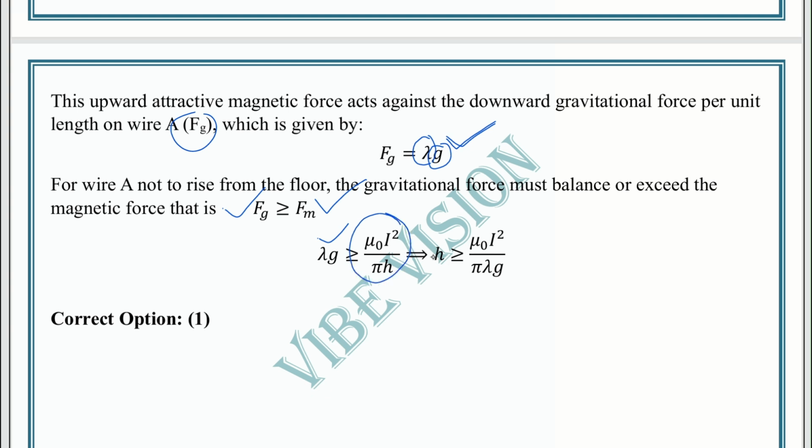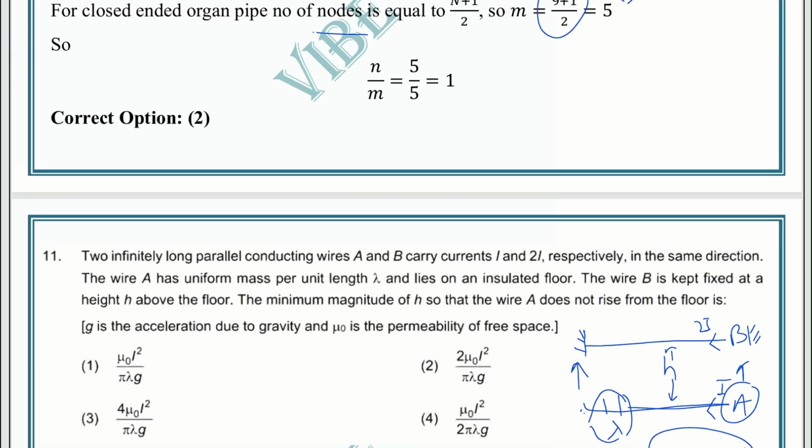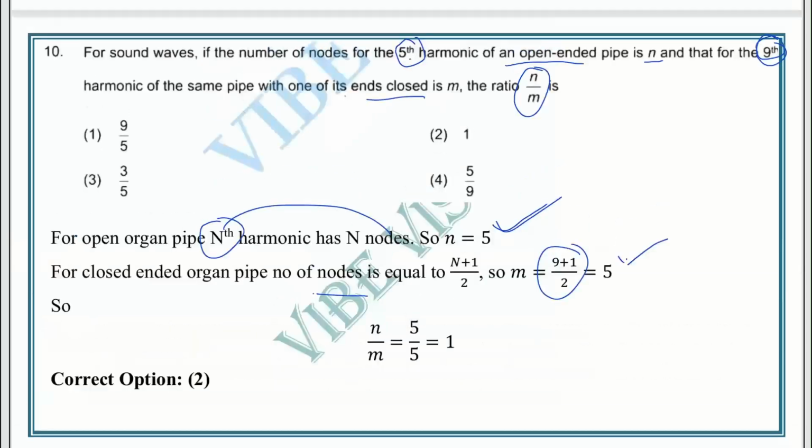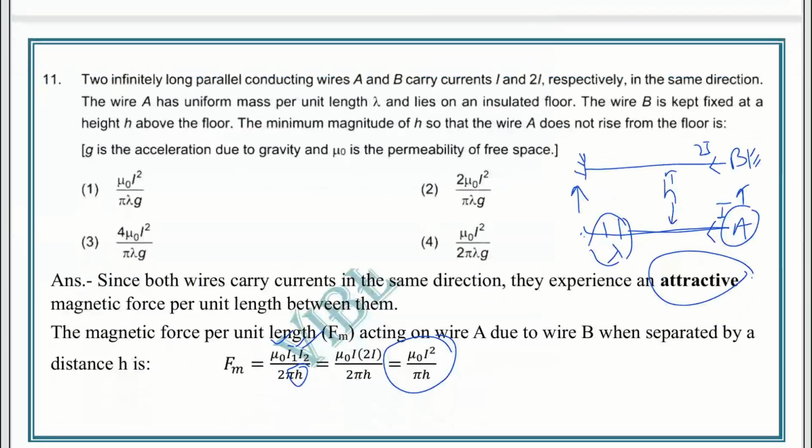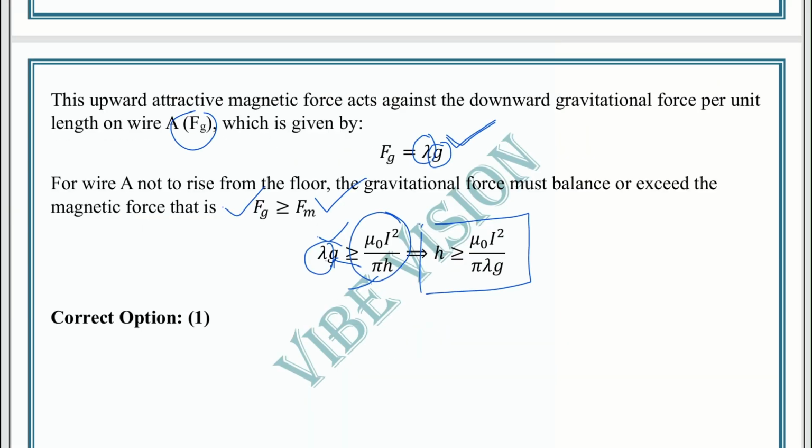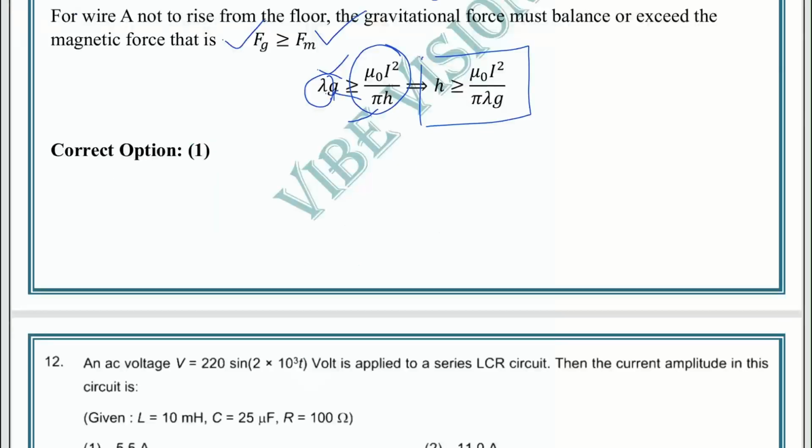Cross multiplying, h goes to the left side and lambda comes to the bottom. Then h equals how much? Mu naught I square by pi lambda g. This is the exact answer. So the option is mu naught I square by pi lambda g, that is the first option. I think you all are clear about this.